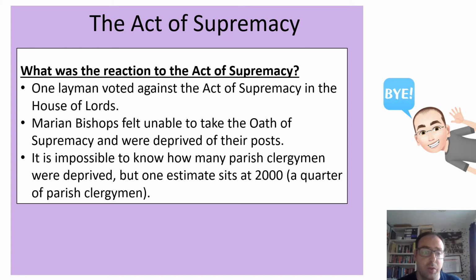The reaction to all of this: there was one layman, so one person who wasn't a member of the church, who voted against the Act of Supremacy in the House of Lords. The Marian bishops felt unable to take the oath of supremacy and so lost their jobs. They were deprived of their posts, and there was resistance across the clergy in the country. It is estimated that around 2,000 parish clergymen lost their positions because they refused to take the oath of supremacy, and that's about a quarter of the clergymen in the parishes across the country, so a very significant number.